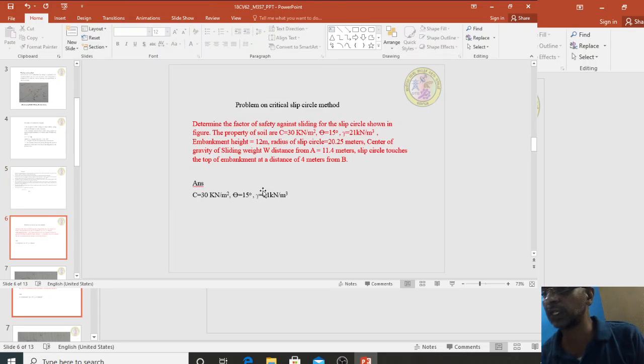So now, a problem on the critical slip circle method. Determine the factor of safety against sliding for a slip circle shown in the figure. The properties of soil are C is 30 kN per meter square, phi is 15 degree, gamma is 21 kN per meter cube, embankment height is 12 meter, radius of the slip circle is 20.25 meter, center of gravity of the sliding wedge W distance from A is 11.4 meters, slip circle touches the top of the embankment at a distance 4 meter from B. So C value is given, phi value is given, density is given.